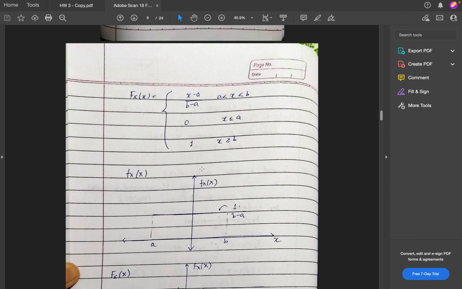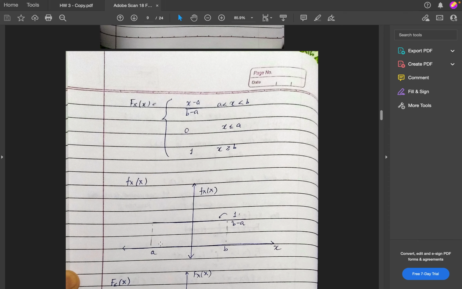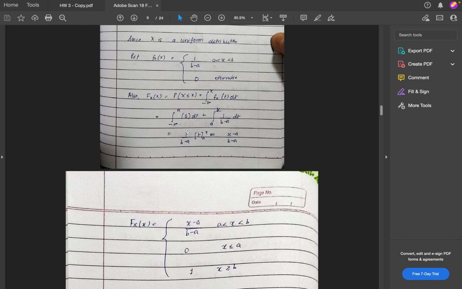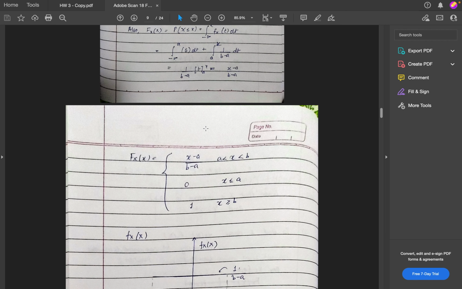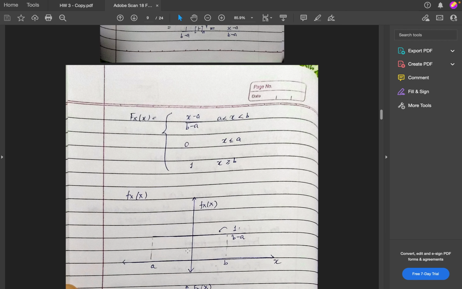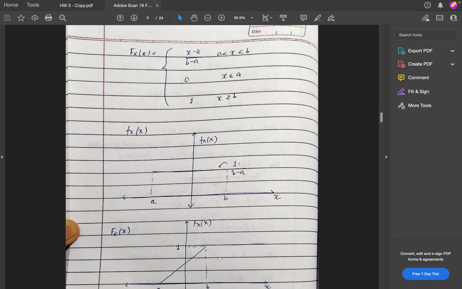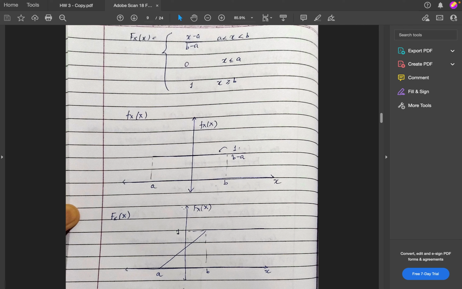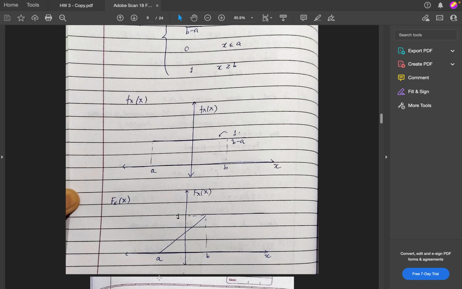Now we can see the plot for the PDF and the CDF. For the PDF, from the equation we saw that for interval a to b, it's 1 upon b minus a, while 0 for other cases. And for the cumulative distribution function, in the interval a to b, it's given by this, whereas for x greater than or equal to b, it's 1, and for x less than or equal to a, it's 0.